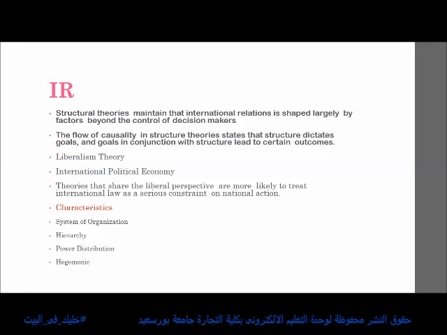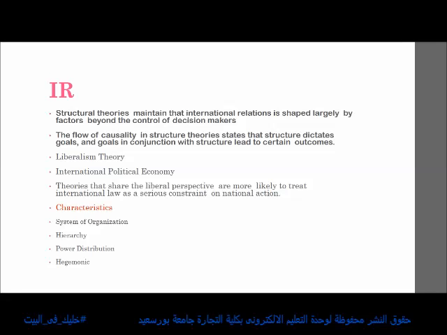The flow of causality in structural theories. The flow of causality in structural theories states that structure decays, goals in conjunction with structure lead to certain outcomes. This is why we need consistent theory, like inputs, outputs.